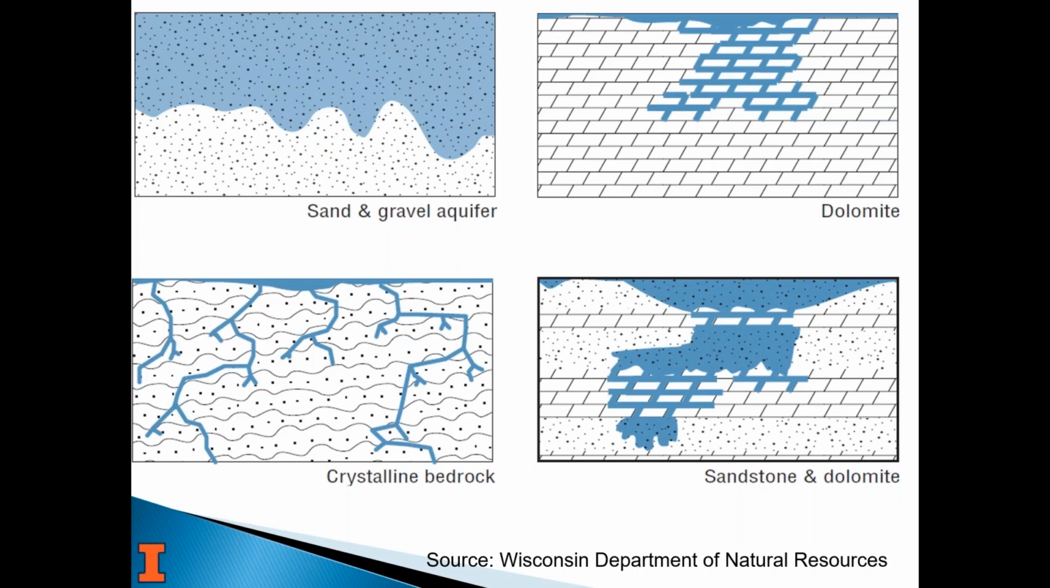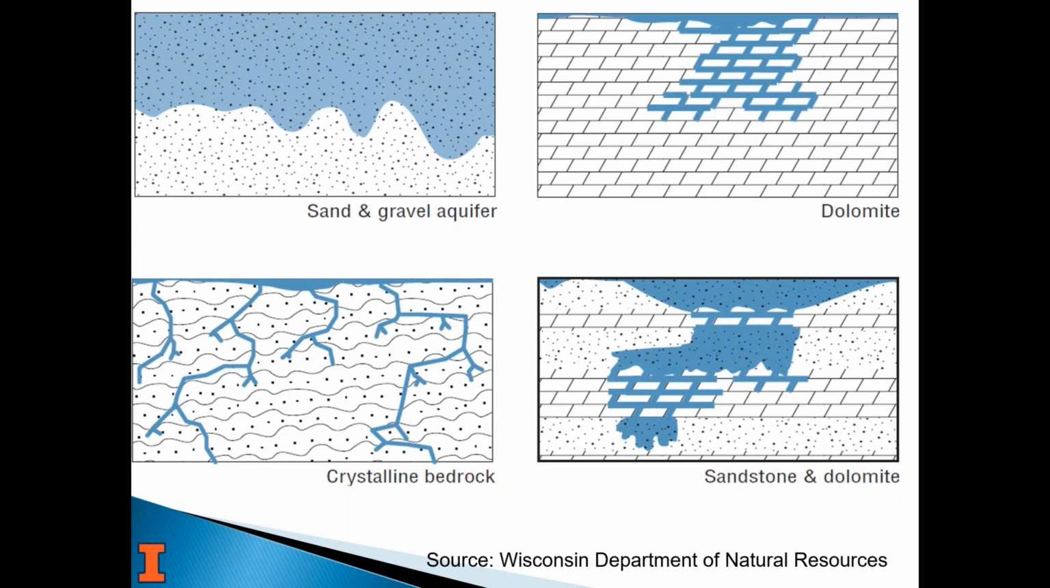Crystalline bedrock is the same as granite. It's an example of granite. And you can see water will flow into those fractures, but they're not connected. They're very small. And so if you put a well in some of those places, you might not have any water, and others, you may just have a little.